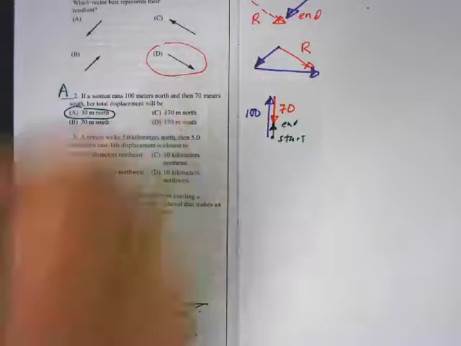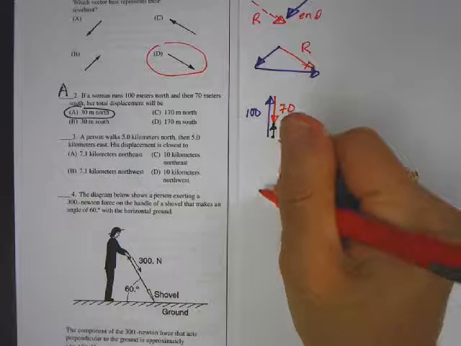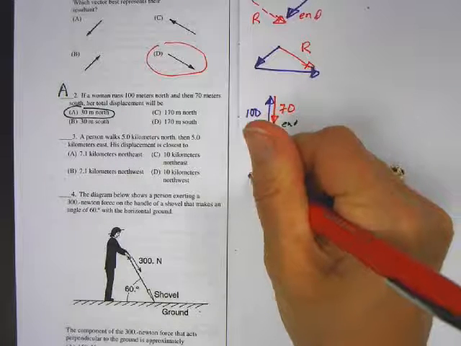This is A. Now the thing is, you don't just look at the answers on Edline. You physically do this yourself, because then that's going to help you to remember when you have very similar questions on the test. All right, number 3, a person walks 5 kilometers north. So I'm going to draw my little picture, 5 kilometers north. And again, it's not to scale.